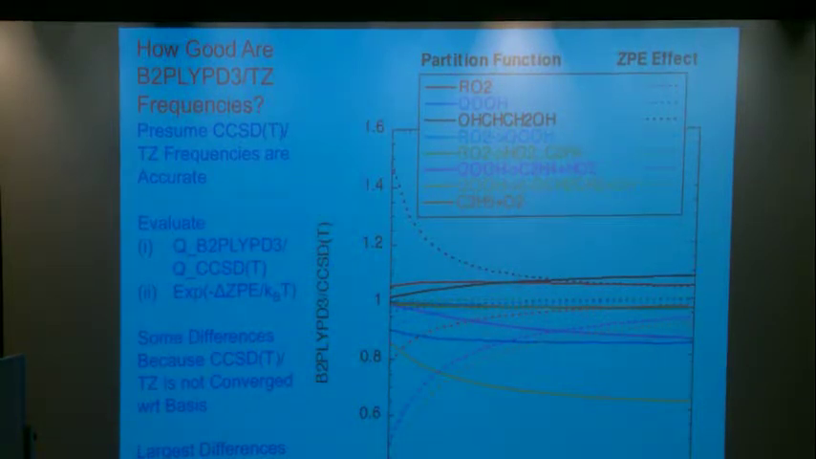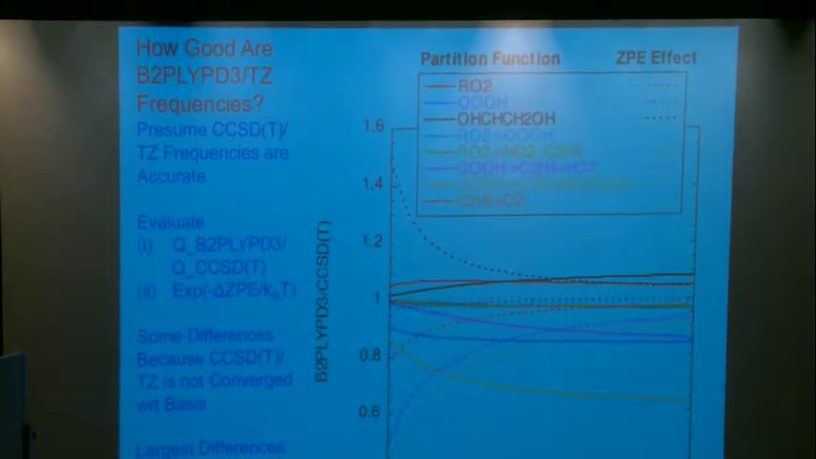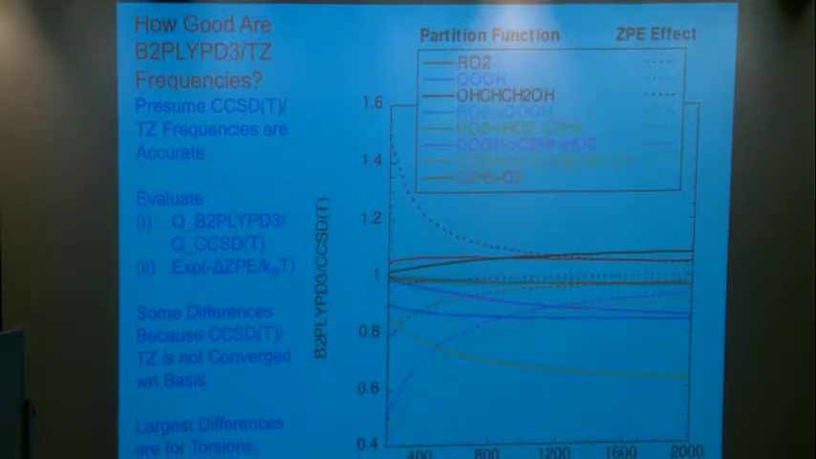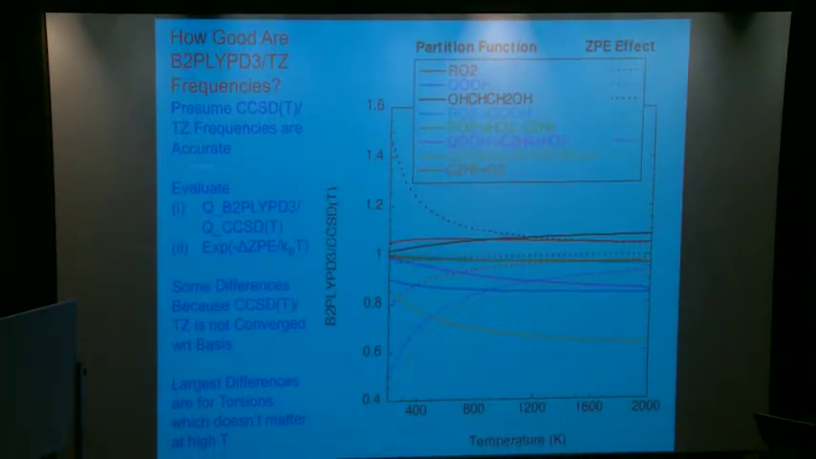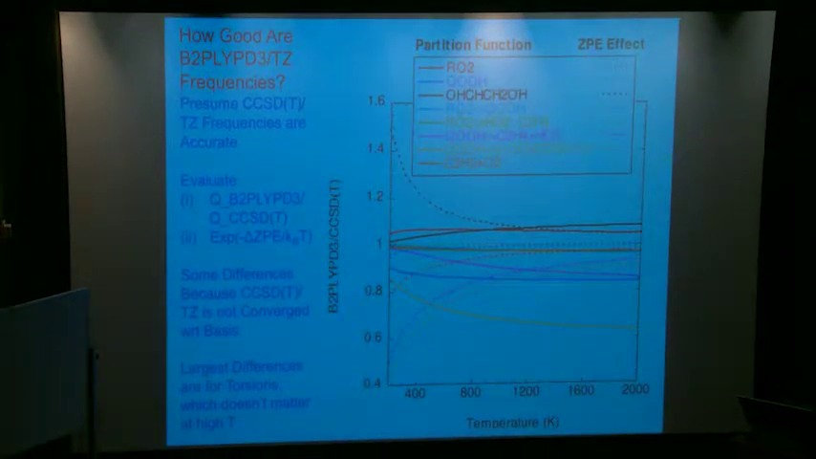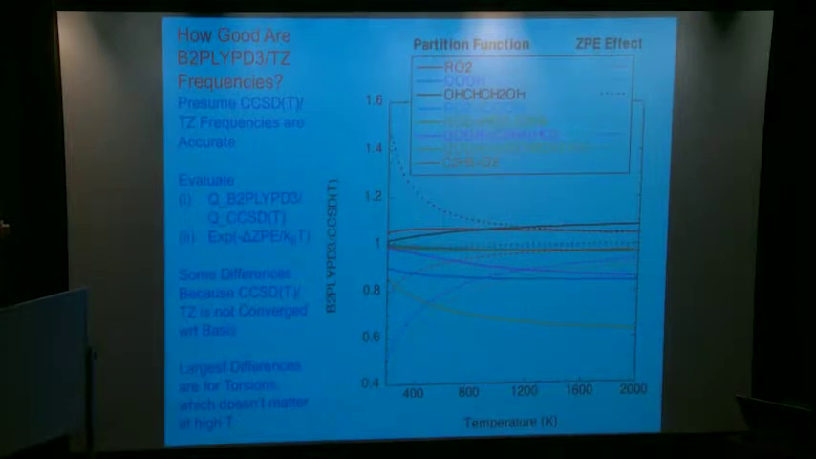Another test is to look at the frequencies. How good are these frequencies? Again, I presume these frequencies are accurate, and this is a bigger presumption than it was for the geometries. I know that the frequencies change by a few percent going to quadruple zeta always, and sometimes 5 or even 10%. Sometimes you get even larger, but they're probably not converged to better than about 5 or 10% on average. But still, let's compare what we get.